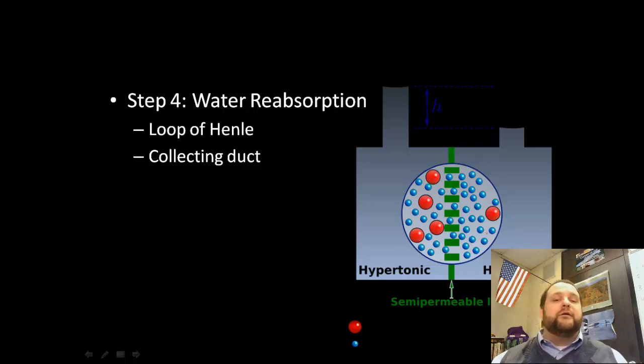How water is always going to move where there's more salt. So if we have more sodium somewhere, the water is going to be sucked towards that sodium. We're actually going to use increasing levels of sodium to suck water out of our urine. And that happens a lot in the medulla.